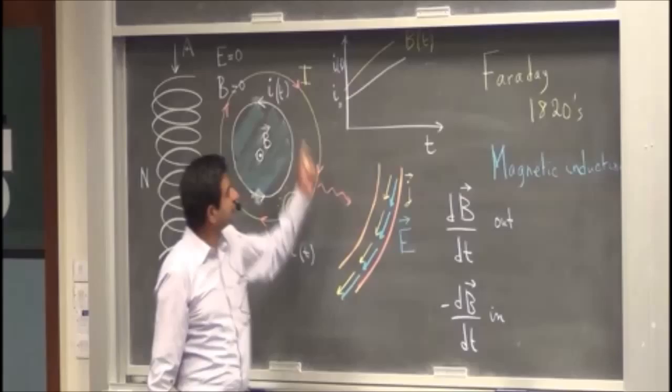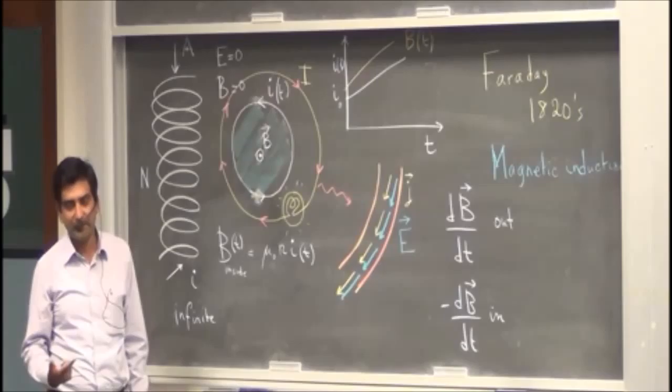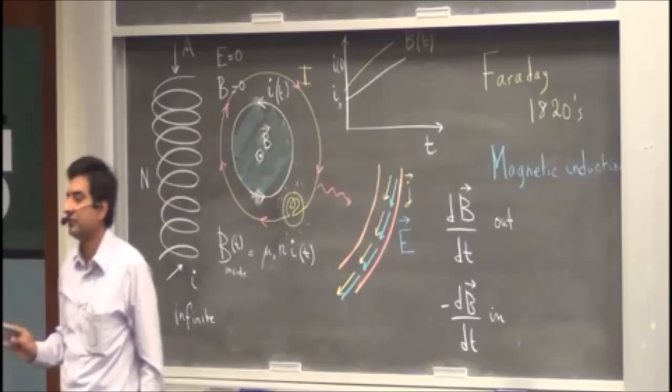These are the wires of the solenoid, and this is some external wire that we wrap around the solenoid. Now, there has to be an electric field outside the solenoid, which makes the current go around in the circuit. This electric field is parallel with the current density that is created. This is an induced current.